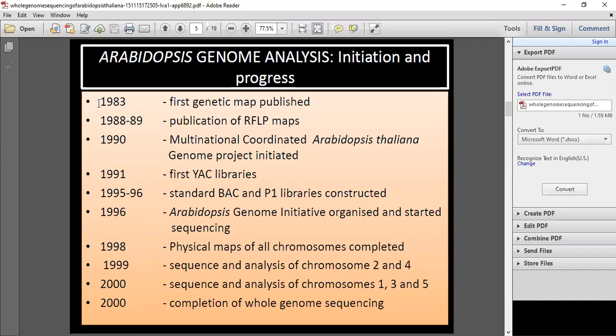Starting from 1983, the first genetic map was published by scientists. After the publication, RFLP maps generally started in 1988 to 89. Then the multinational coordinated Arabidopsis thaliana genome project started in 1990. At that time, scientists from so many countries worked on a single project. Nowadays also it happens.